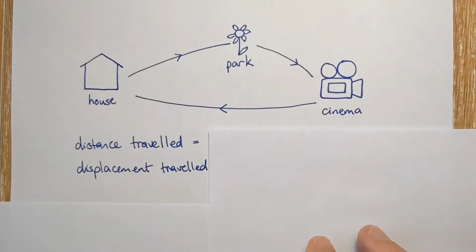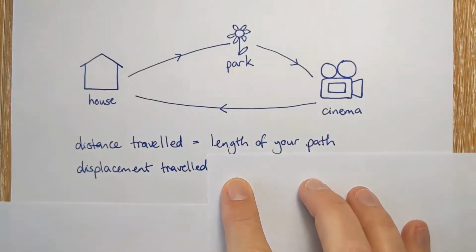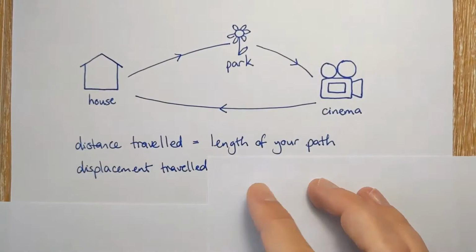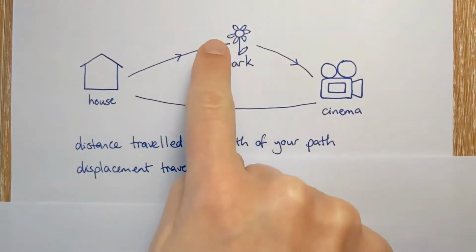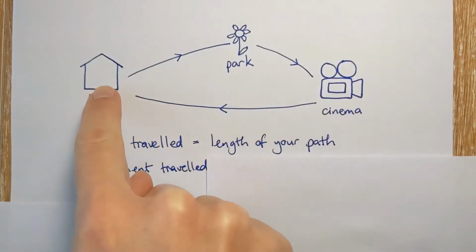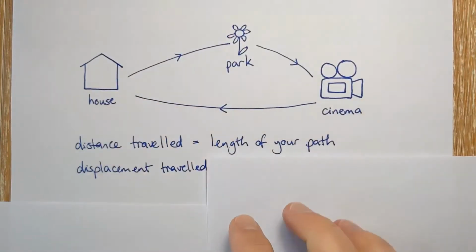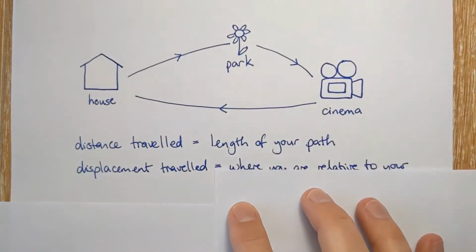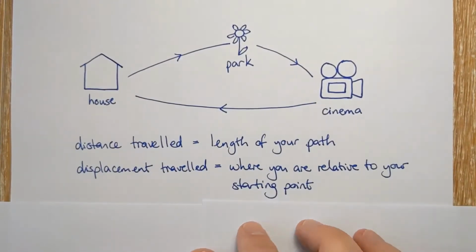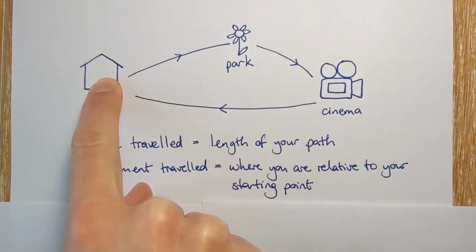It's worth taking a moment to talk about distance and displacement. Distance travelled, we can think of as the length of your path. So we're going to drive from our house to the park, then to the cinema, and then back to our house. Our total distance travelled is the total length of that path. But our total displacement is where we are relative to our starting point. So if I drive to the park, to the cinema, and back to the house, my total displacement is 0, because relative to where I started, I haven't gone anywhere.